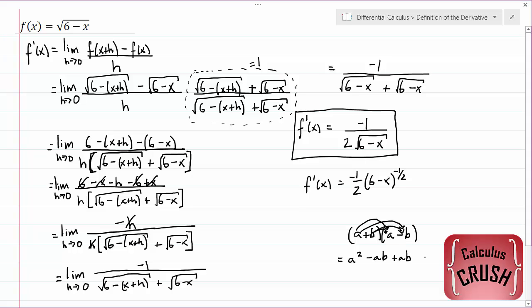minus b squared. So you can see that those cross terms cancel out, and all you're left over with is a squared minus b squared. So in our case, a and b were square roots. So when we have an a squared, we just get rid of the square root.